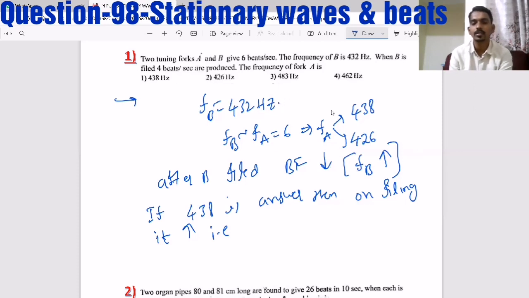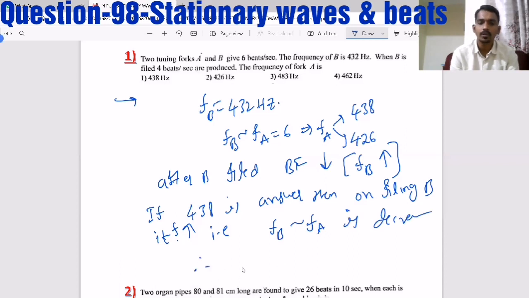433 means what is the number of beats? 433 differs from 438 by 5. It may become 434. So that is its frequency. If on filing B, its frequency increases, that is FB minus FA is decreasing. Therefore, FA should be how much? 438. Please try to understand the logic.